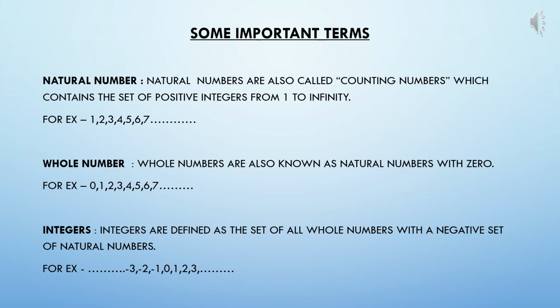Now the question arises, what is the difference between natural and whole numbers? In natural numbers, 0 is not included, but in whole numbers, 0 is included. That means whole numbers are the collection of natural numbers with 0. Third, integers. Integers are defined as the set of all whole numbers with the negatives of natural numbers. For example, minus 3, minus 2, minus 1, 0, 1, 2, 3 and so on.